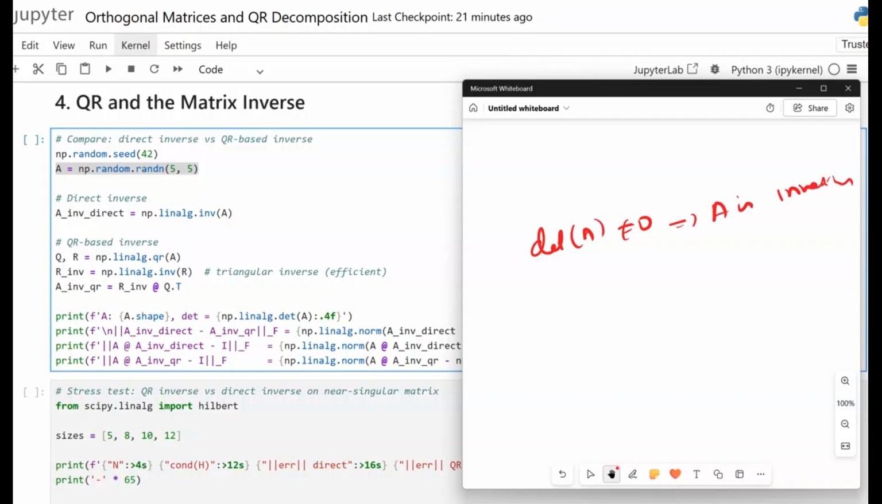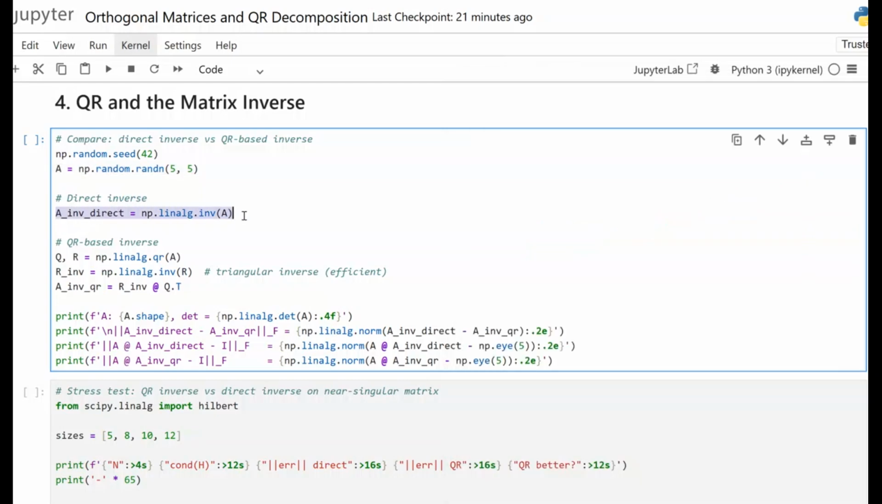So next, here we are initiating the direct inverse. It just computes the A inverse directly, internally using LU decomposition or a similar stable method. And next we are just going to initiate the QR based inverse.